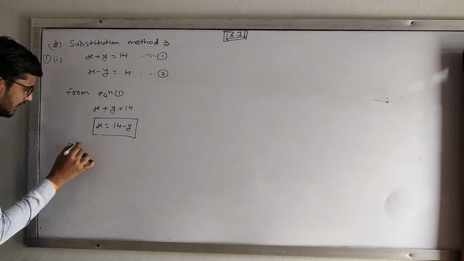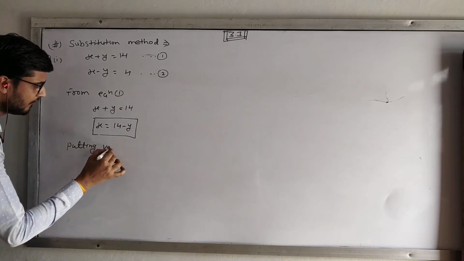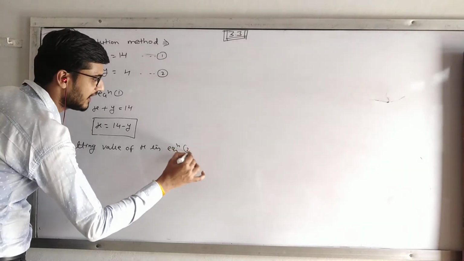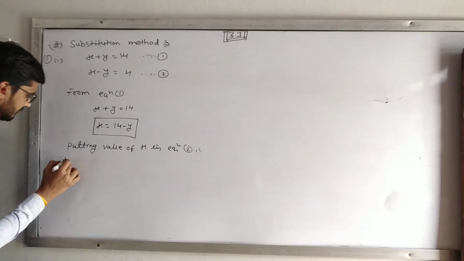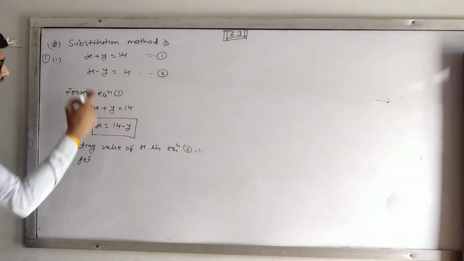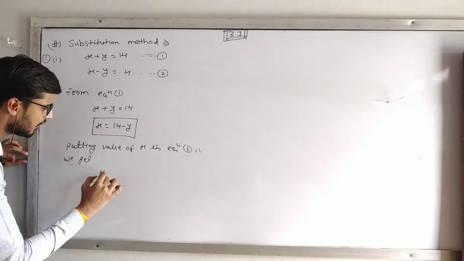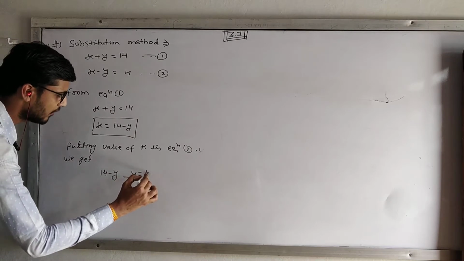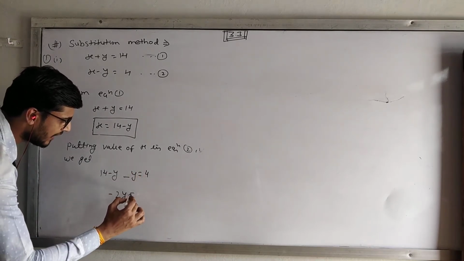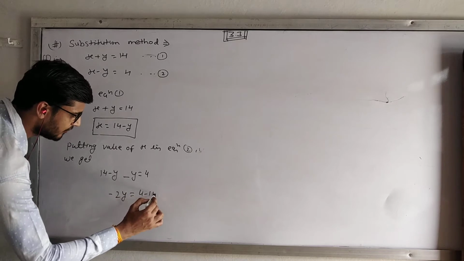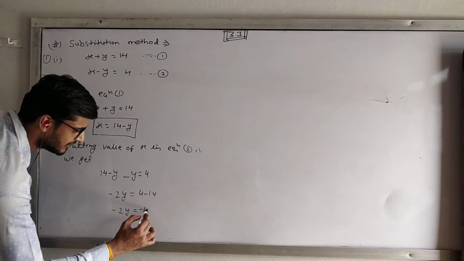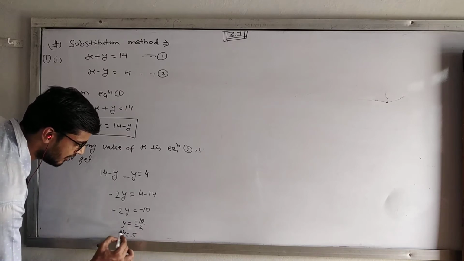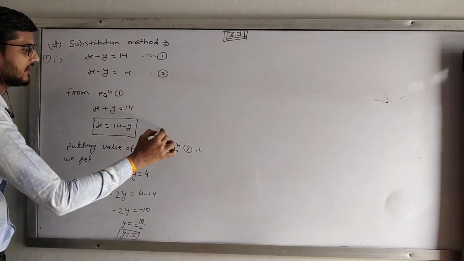So putting the value of x in the second equation, what do we get? x is 14 minus y, minus this y, equals 4. So minus 2y, and 4 minus 14, so minus 2y equals minus 10. So y equals minus 10 by minus 2, which means y equals 5. This is our third equation.